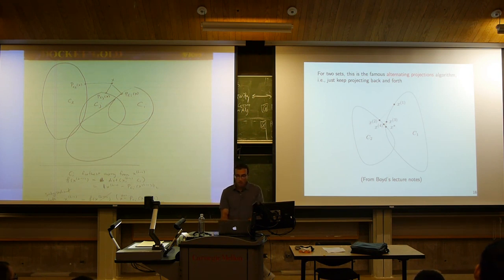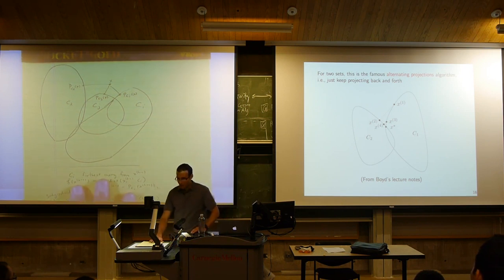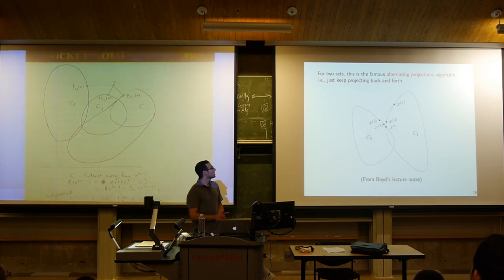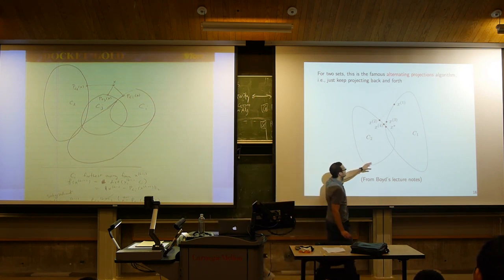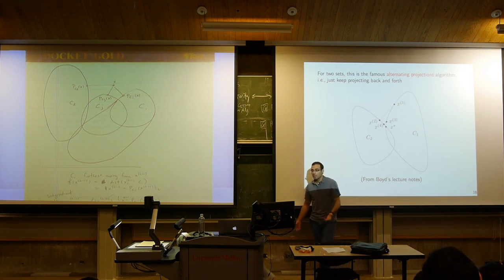Right. So this is a question I think I've gotten every year I've taught this. It's a good question. It doesn't necessarily give you a point in the set, right? Because if we stop at some point when we're epsilon suboptimal, then you're epsilon away from every set. So how do you deal with that?